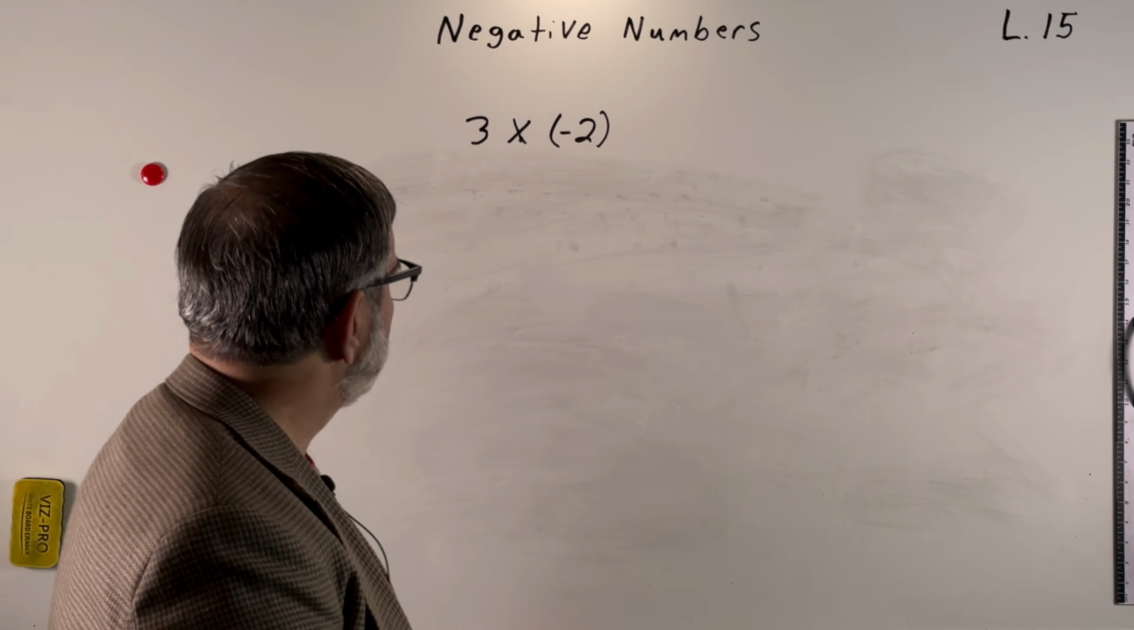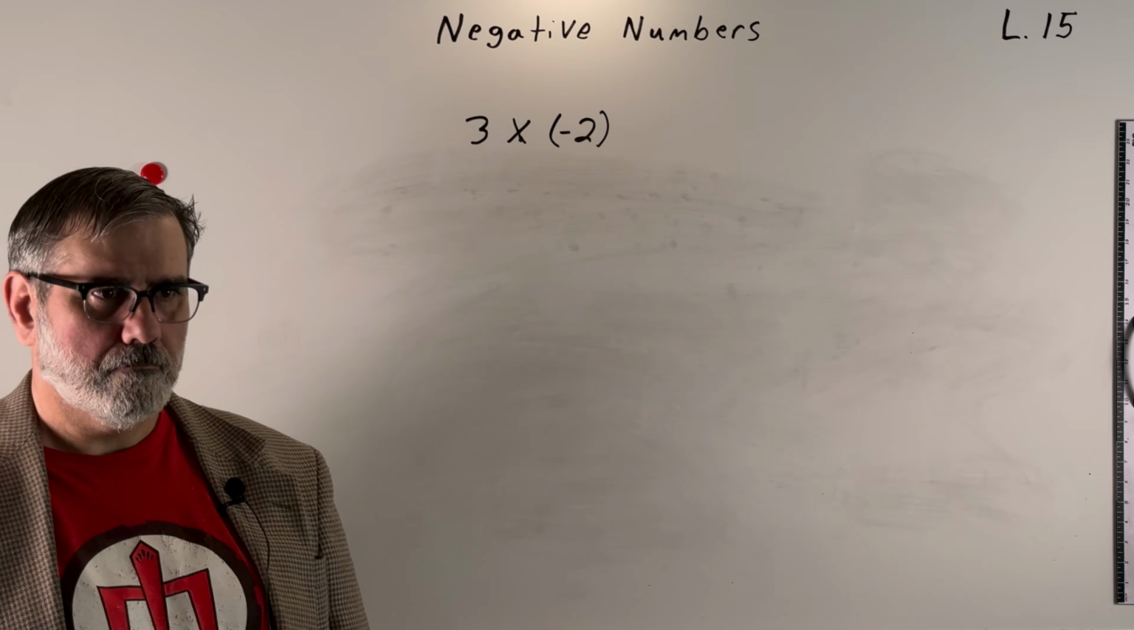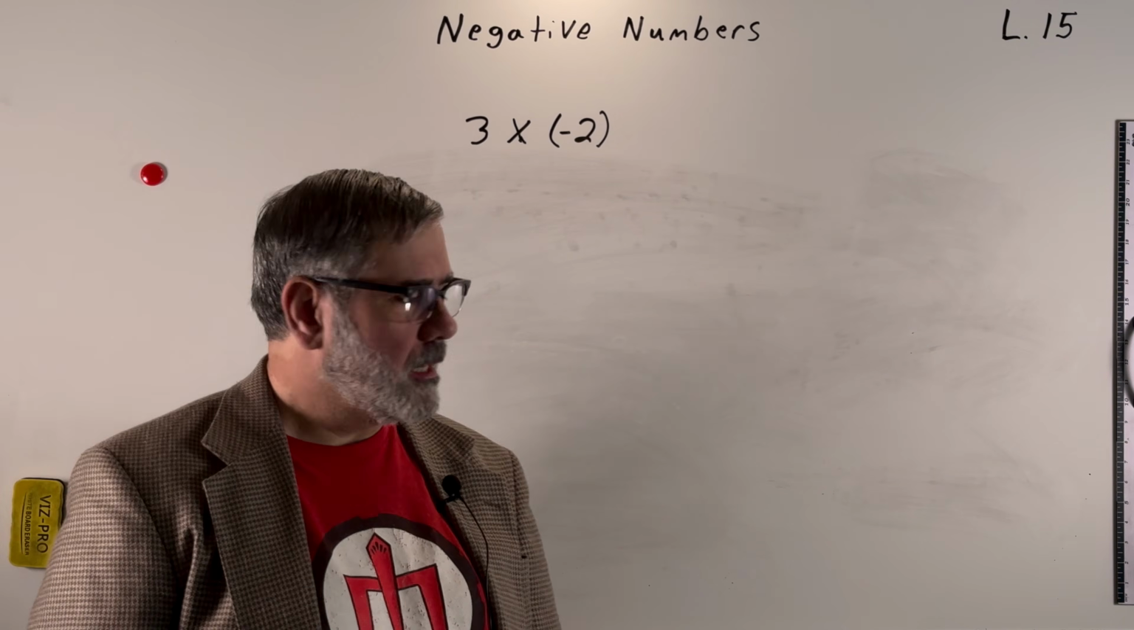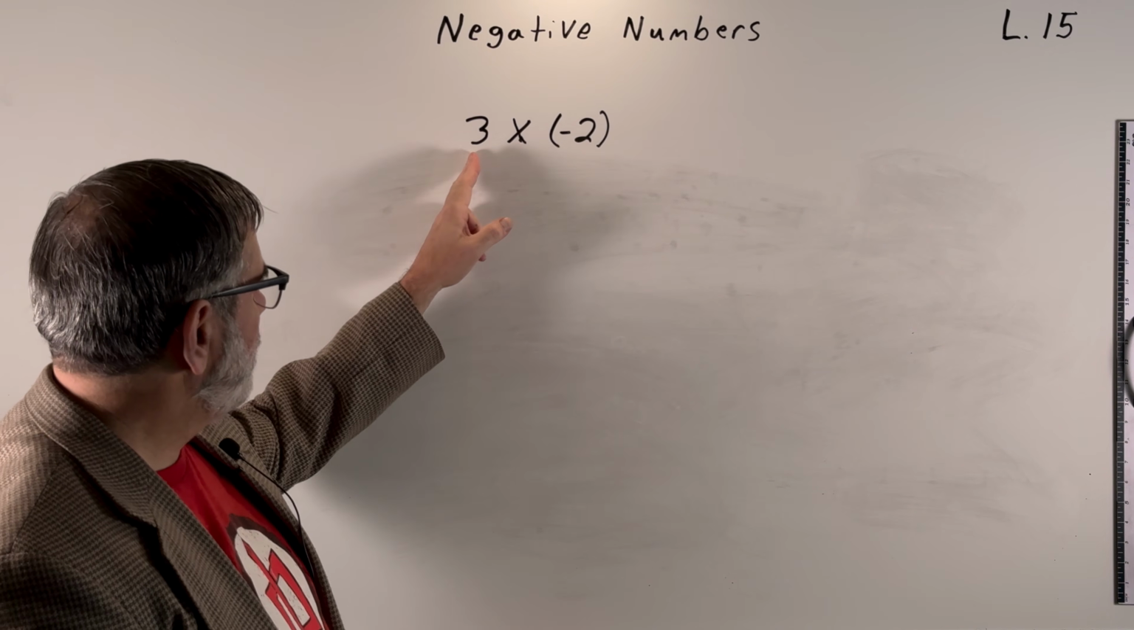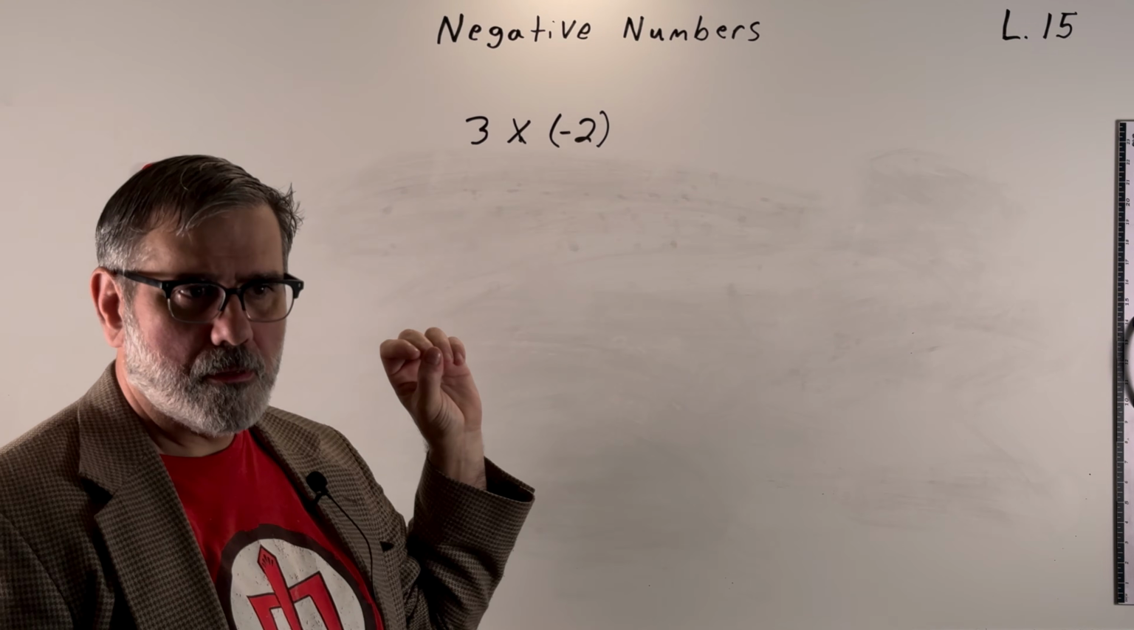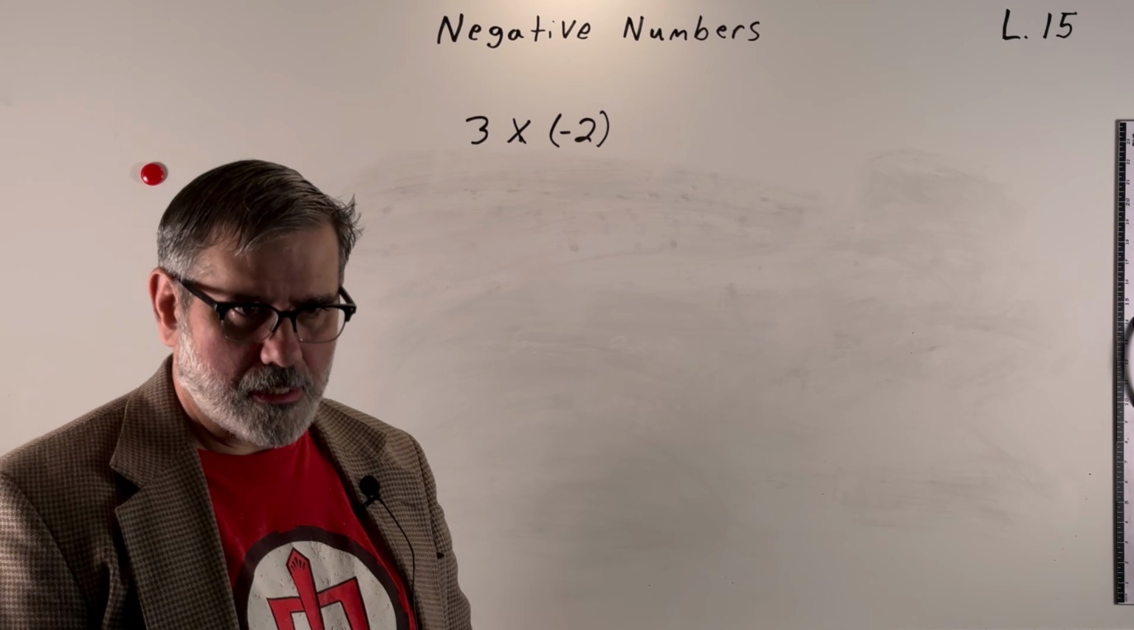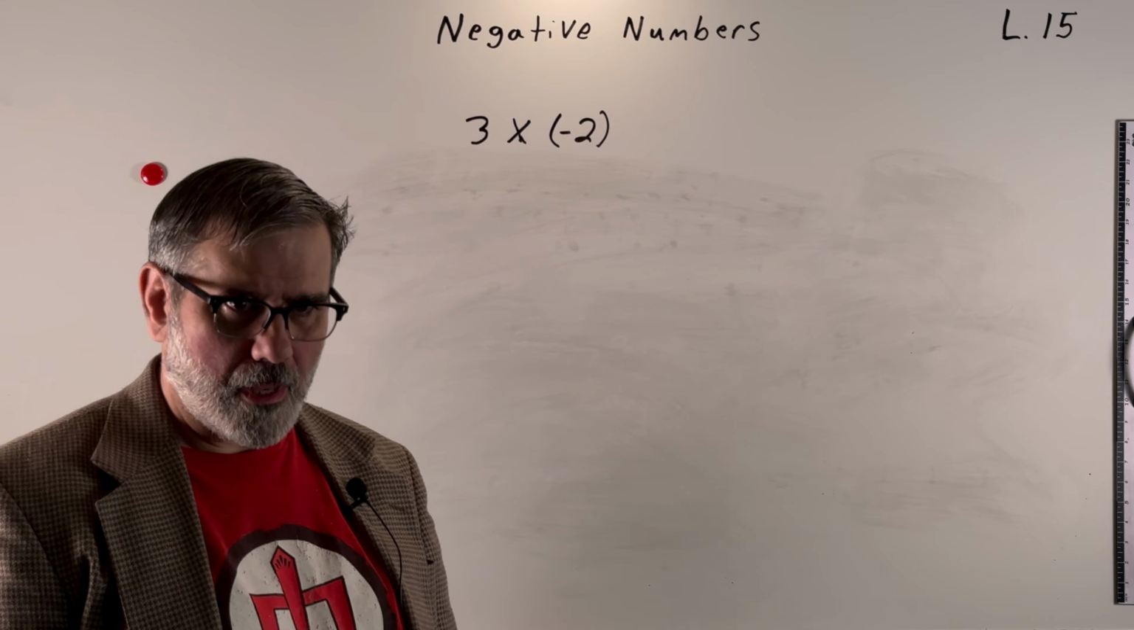So what could this possibly mean? 3 times negative 2. If you think about multiplication properly, then you think of this as the number 3 taken negative 2 times. And that doesn't make any sense to us. I don't know how to do something a negative number of times.